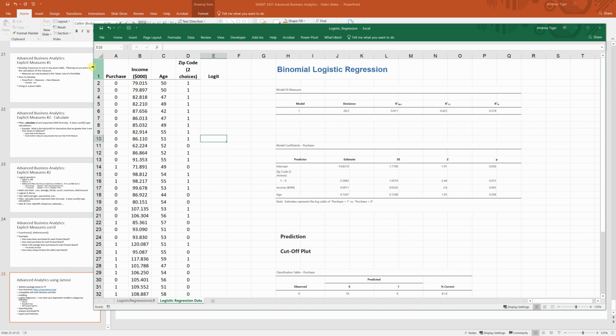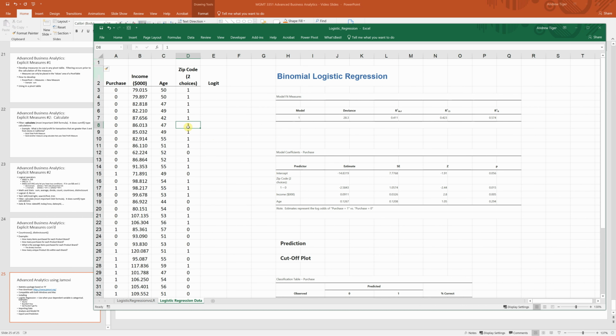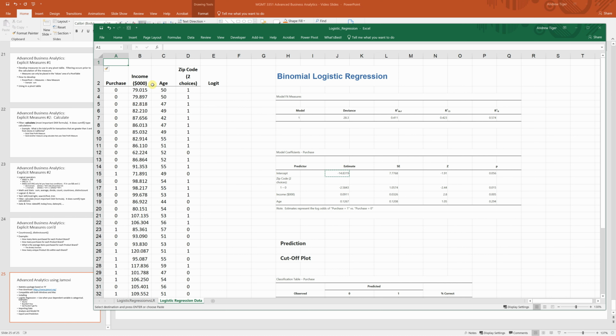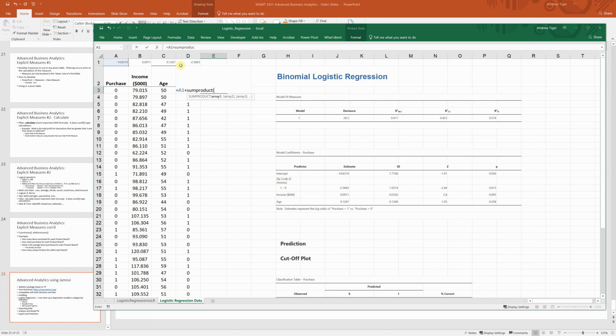So a lot of ways to do this. Look what I'm going to do. I'm going to insert a row above this, and I'm actually just going to copy these. So I'm going to copy this and put it here. And then I'm going to take this zip code one and put above it the income. I'll put in front of the income. And then the age, put there. All right, so I've got those. Now I can write my Logit, which is the intercept plus the sum product of these three values against these three values.